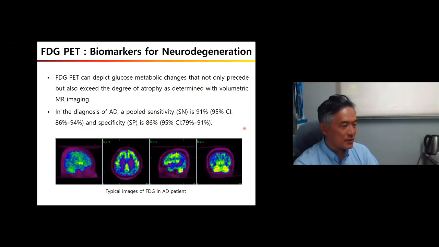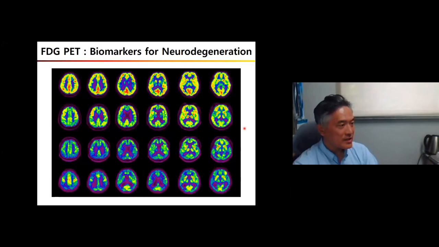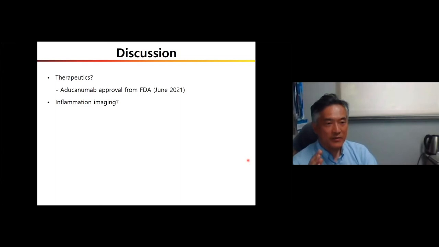And as you can see here, there is a slight decrease of the FDG in the disease patient's brain. So after the development of the amyloid plaque imaging agent, they expect that sooner or later Alzheimer's disease therapeutics will be developed or commercialized.